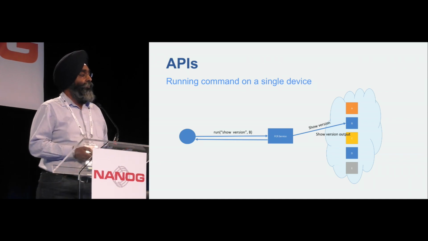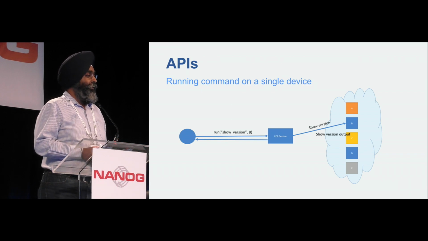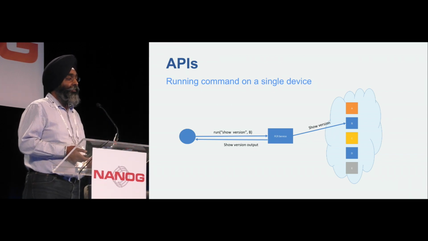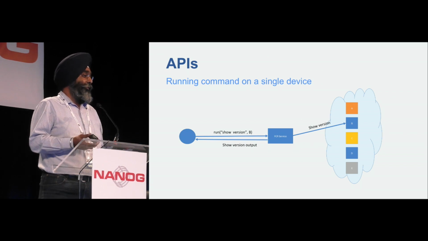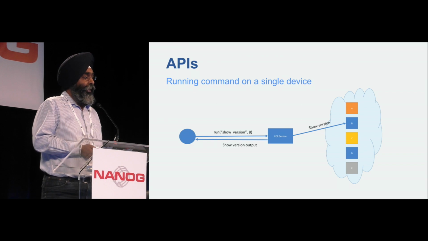Just a small animation. The client wants to run show version on device B. He sends the command to the FCS service. The service runs it on the device and ships the result back to the user.